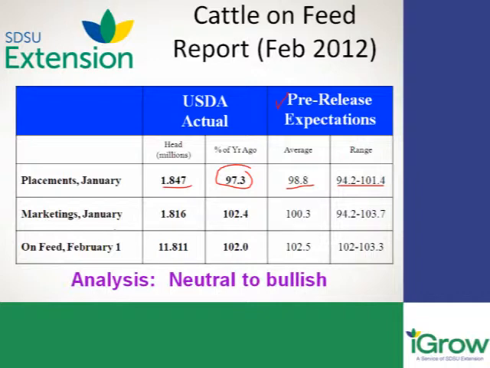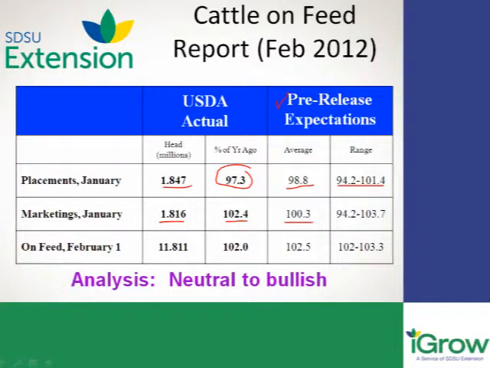But then when you come over here to the marketings number in January, taking a look at that, about 1.8 million head in January, that was about 2.4% higher than a year ago number. The trade was only looking for about even with year ago levels, but varied fairly widely, again, between about 94 up to about 104% of year-ago numbers. So the trade ended up with about a 2% increase in January marketings. That tends to be just a little bit on the bullish side there as well.